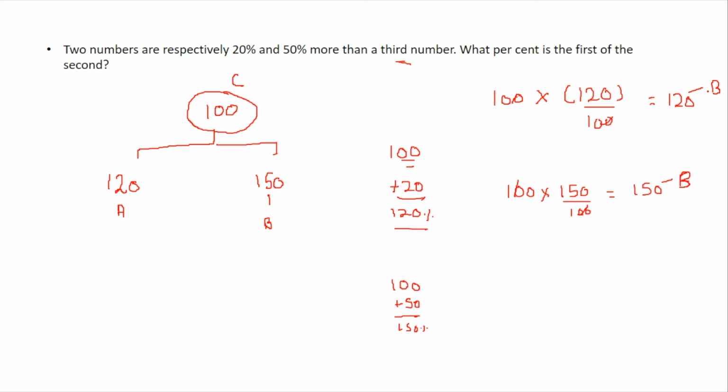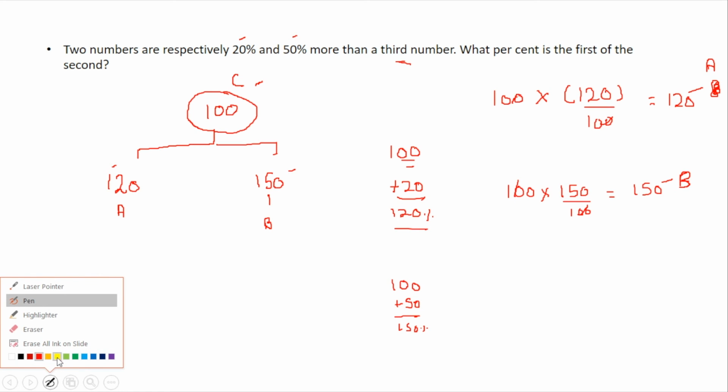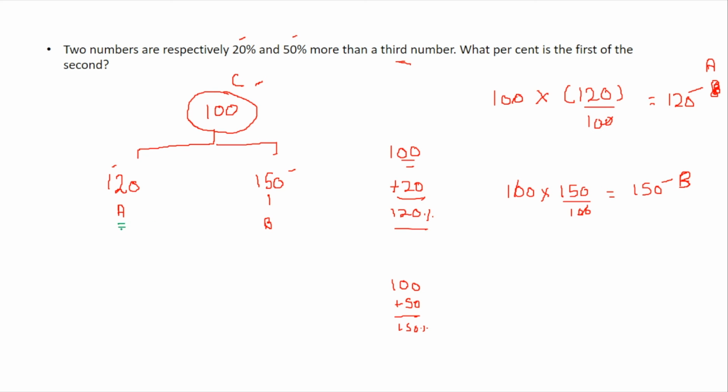This comes out to be A, because we assumed this is the third number, so this is the first number as it is, this is the second number, that is B, and this is the third number. So what percentage is the first number of the second number? Here you can see the first number A is 120 and B is 150. First number upon second number is what percent? So the first number value is 120 and the second number value is 150.